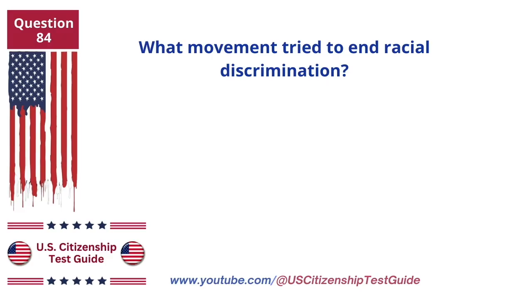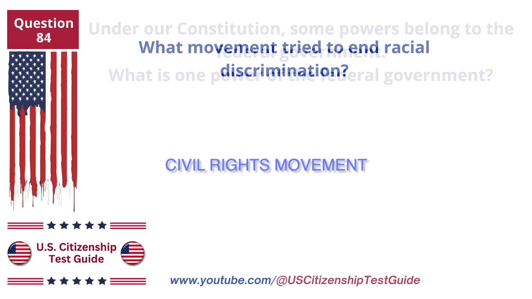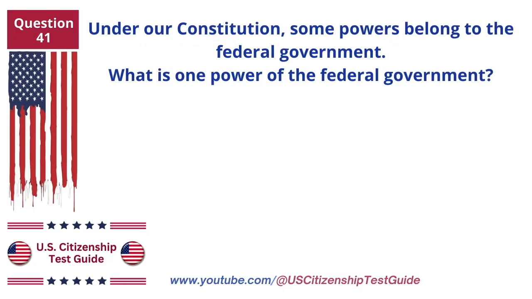What movement tried to end racial discrimination? Civil rights movement. Under our Constitution, some powers belong to the federal government. What is one power of the federal government? To print money.